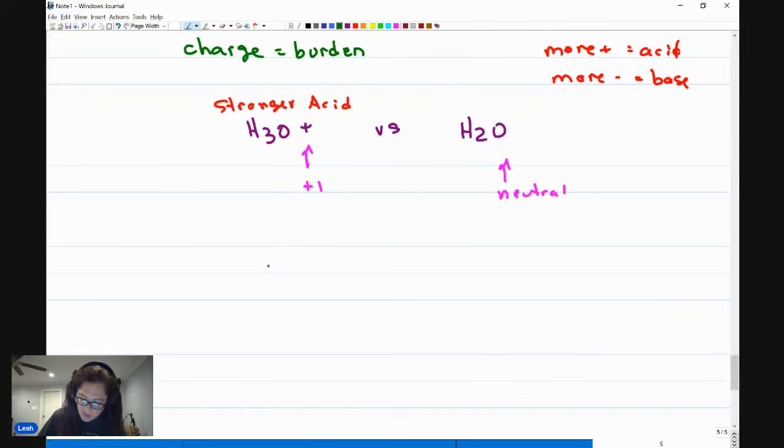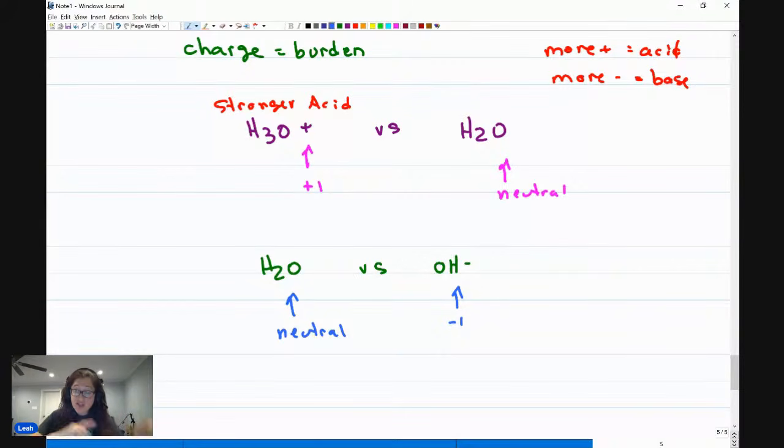But what if I give you H2O versus OH minus? And again, I ask you, which is the stronger acid? Well, I said positive or partially positive is an acid, but I have nothing positive here. I have water, which is neutral, OH minus, which is negative. That's fine. H2O is neutral. OH minus is -1. Which is more positive? Well, 0 is more positive than -1 because 0 is a higher number. That makes this one the stronger acid.